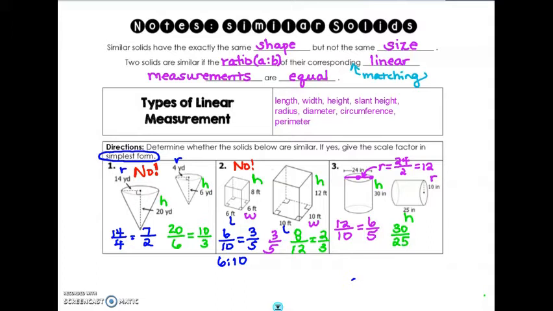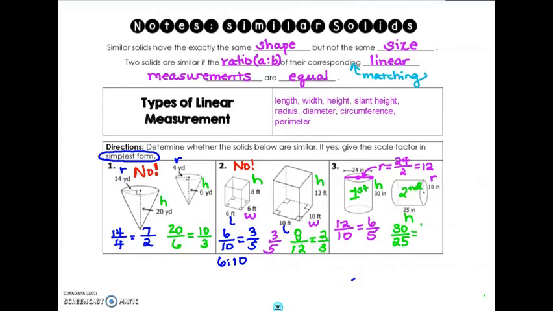One thing I want to mention too is that if I start, like in my numerator, I had this cylinder going first, I have to keep that consistent across all of the ratios. So I can't put 25 over 30. I couldn't go from my second to my first. I want to keep consistent with which shape I am choosing in my numerator to see if the ratios are the same.